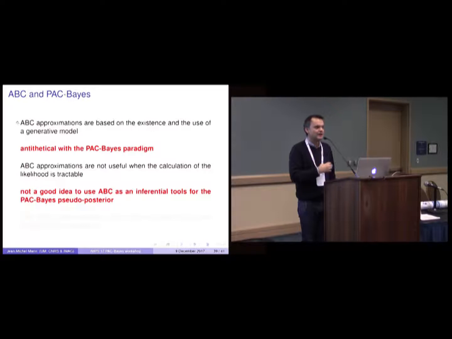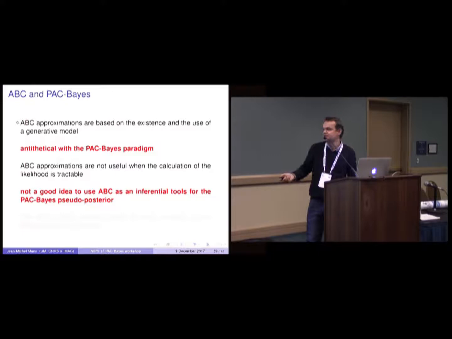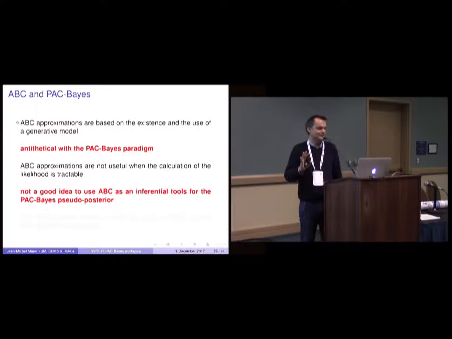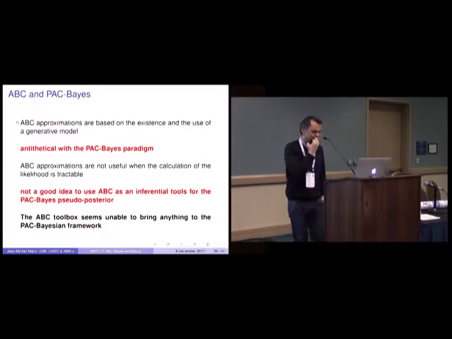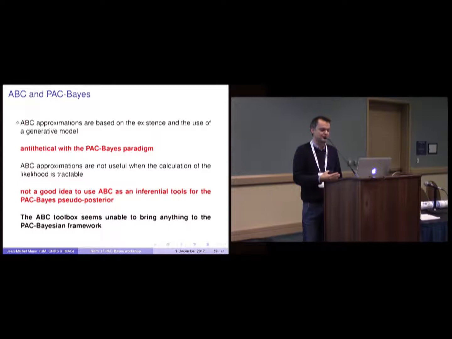I heard this morning that there is no direct connection between the prior and the posterior in the PAC-Bayes. I really do not understand this, because I see the PAC-Bayesian as a pseudo-likelihood in some sense, using a prior, and then there is a corresponding posterior. But I am a Bayesian and totally candid in this field. So what I can say is, don't use ABC to try to approximate this PAC-Bayes pseudo-posterior. So, first conclusion, the ABC toolbox seems unable to bring anything to the PAC-Bayesian framework.